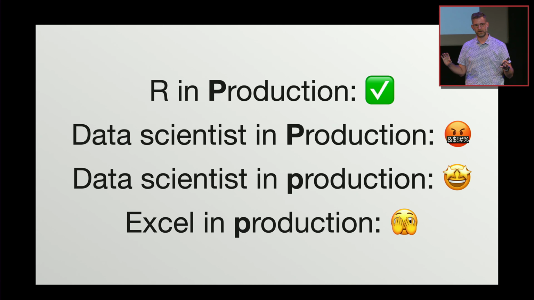Like the number of organizations where there is some semi-automated Excel spreadsheet that is really, really important to someone in the executive part of the company is pretty high. So with that said, what does it mean to put something in lowercase p production? Well, I'm not 100% sure, but I can tell you what it's not.